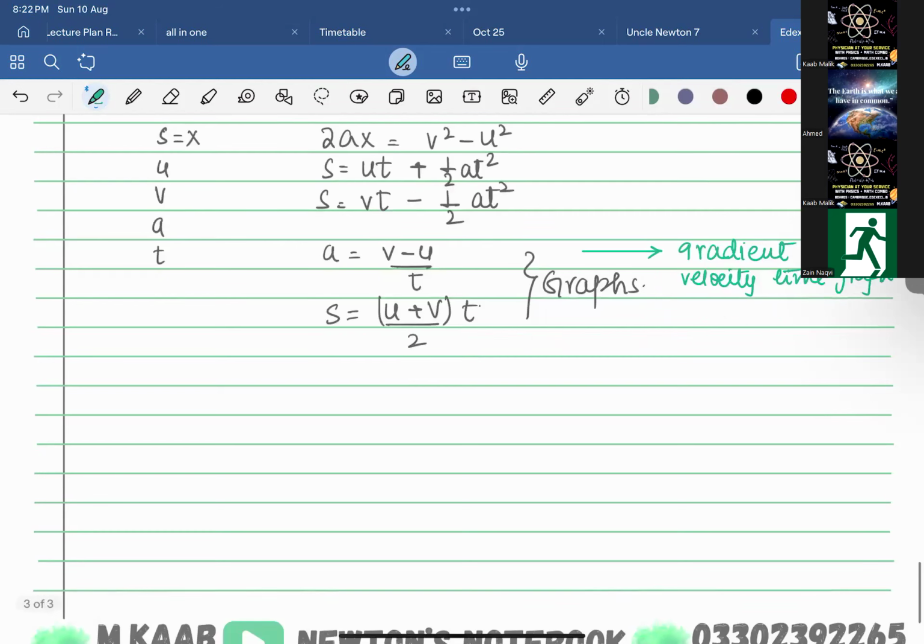And this one is going to be the area under the velocity time graph.